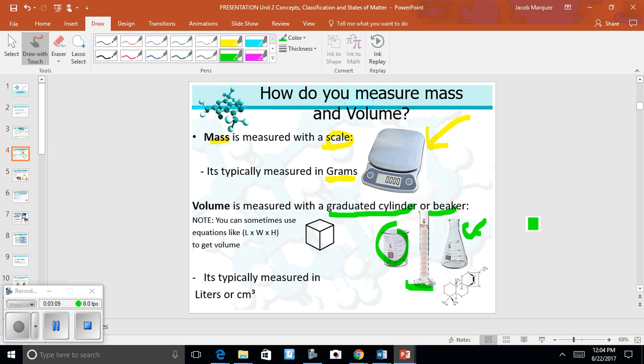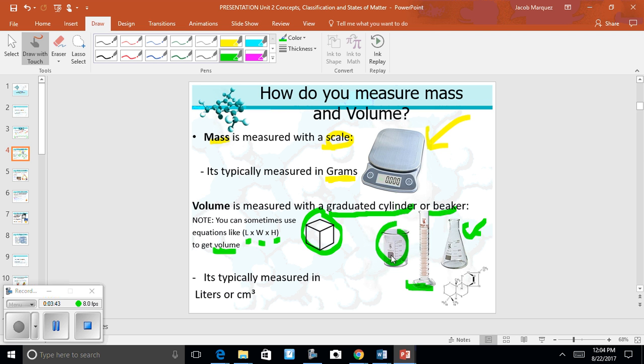Okay. Now, if you're the mathematic type and you remember talking about volume in math class, you can actually use equations to figure out the volume of objects as well. So let's take this cube for example. We can get the volume of it following a simple formula. Maybe you guys remember this. L times W times H. Well, what do they stand for? L stands for length, W for width, and H for height. Correct? So you can actually get the volume of an object using equations also.